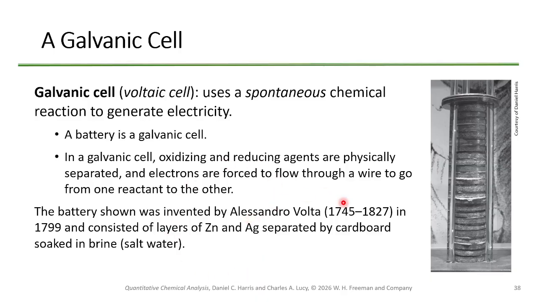In a galvanic cell, oxidizing and reducing agents are actually going to be physically separated in some way. This can be phase separations. This can be spatial separations. The electrons are then forced to flow through a wire to go from one reactant to the other. If you put both of these things together and they are no longer separated in any way whatsoever, will a galvanic cell actually do anything?